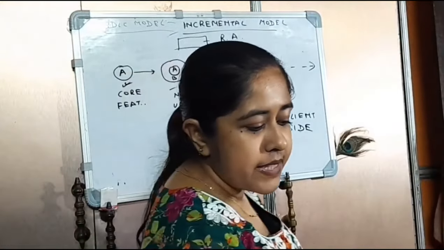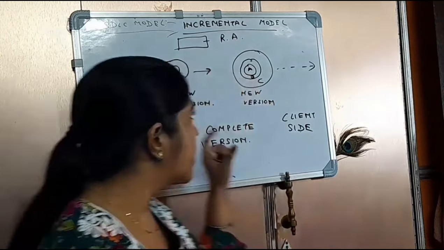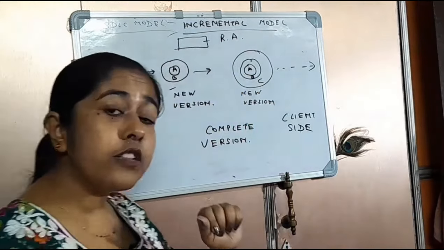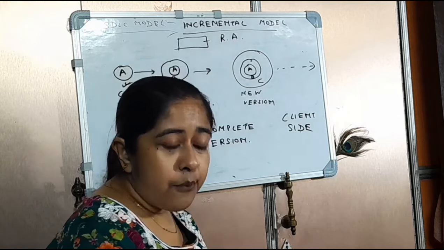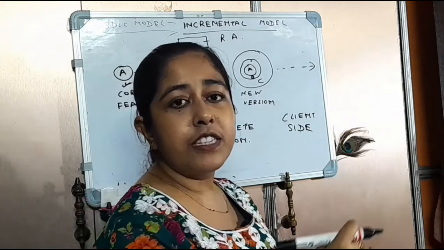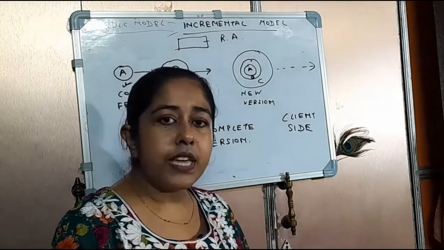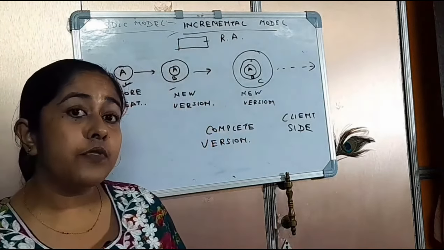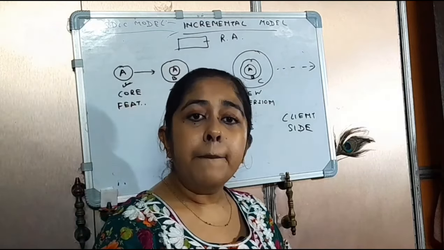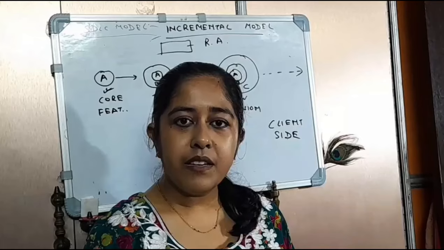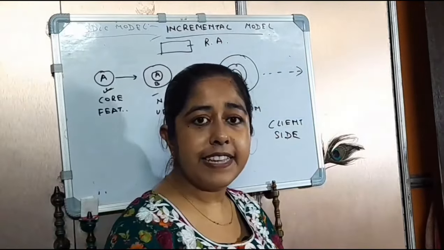But what happens here? The first module, when you are working with it, has all the core features of your particular software. Then as you go on increasing, you will get a new version of your software. As we have seen in the evolutionary model, what was happening there? We were experimenting with our particular software. So what we have seen is that on the client side, this is going on.